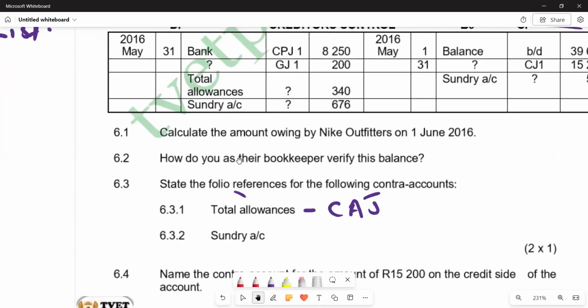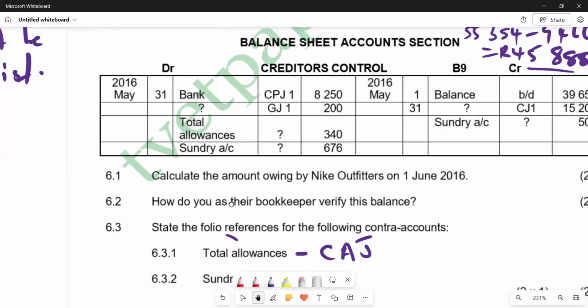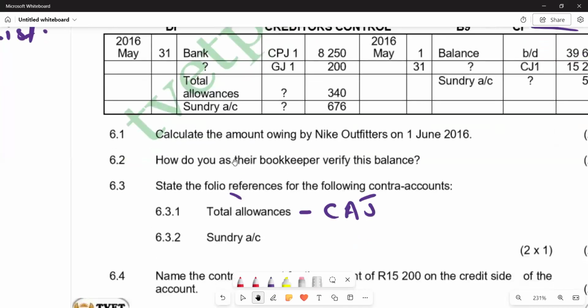So the next one is sundry accounts. We will try to see in terms of our sundry accounts. So we know that when we are trying to define a sundry account, this is part of the accounts used for recording payments made by or to businesses that are not regular customers and suppliers. So the entries that we make that are not regular are referred to as a sundry. So obviously these are going to be recorded in the general journal. So our folio reference is going to be our general journal. So this is what we have. We go to the next question.